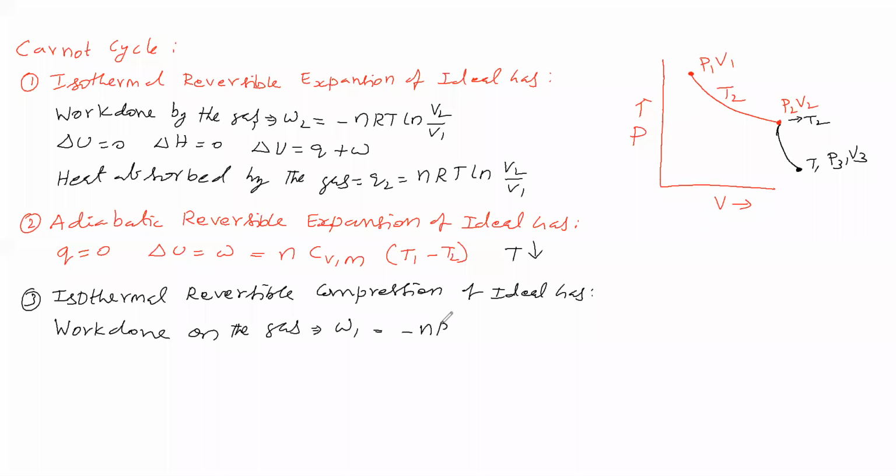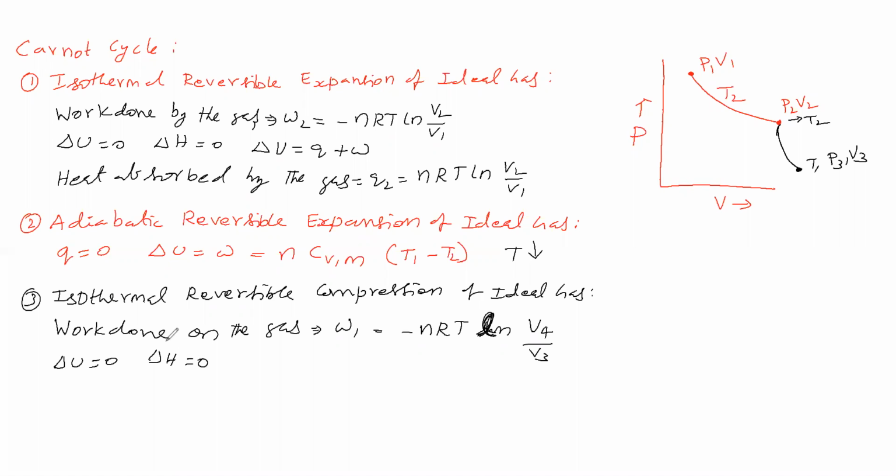Here work done is minus nRT ln final volume by initial volume. Final volume we will take as V4, initial volume we will take as V3. So volume is V3, that is initial for this compression, and final volume is V4. Then delta U is equal to 0 because isothermal, delta H is equal to 0.